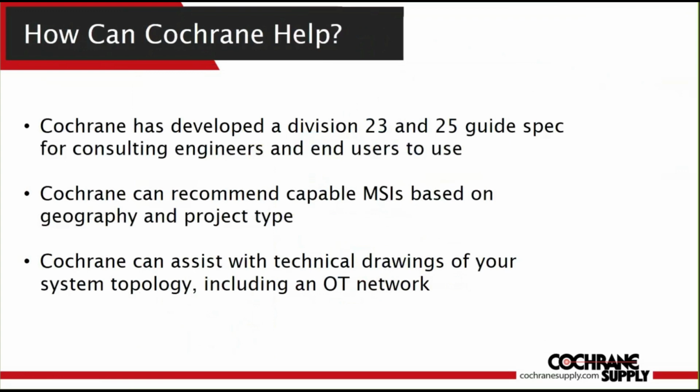Know that at Cochrane Supply Engineering, we've developed a couple of specifications, both a Division 23 and a Division 25 guide spec, for the consulting engineers and the end users. We've been doing this for quite some time. We're one of the largest ABB suppliers in the world, and we know pretty much every systems integrator and master systems integrator out there. So if you're looking for help recommending people, we do that. And we can assist with any project, no matter how large or small, when it comes to standing up your own IP network. If you need assistance with technical drawings or laying out topologies or anything like that, just give us a shout and let us know.